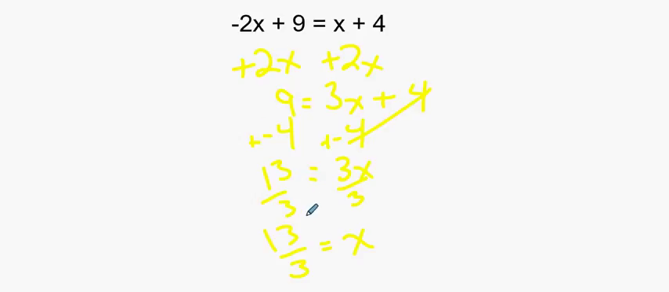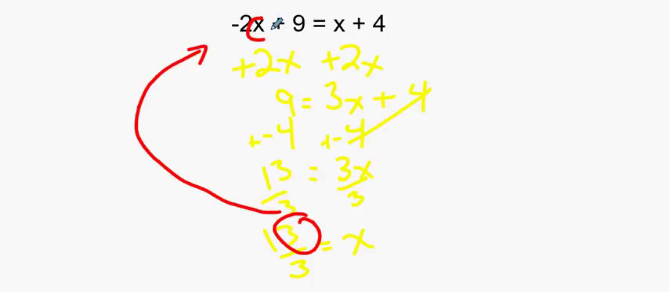How can I check this problem, by the way? Well, I can take 13 thirds and place it here and here, and I guarantee it'll come out with an equal amount on both sides. I'm not going to go through that, but it will.